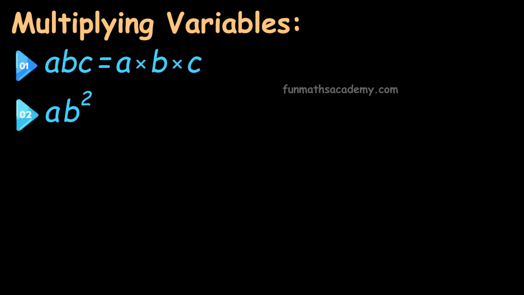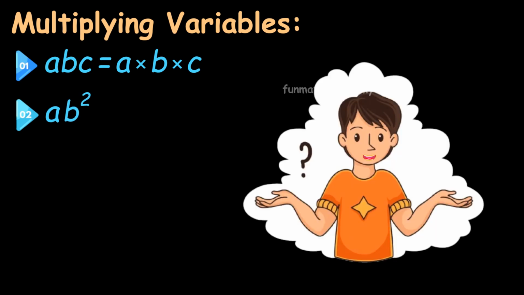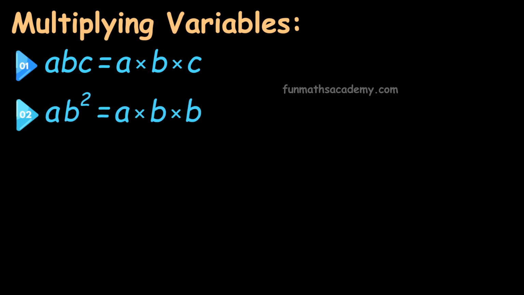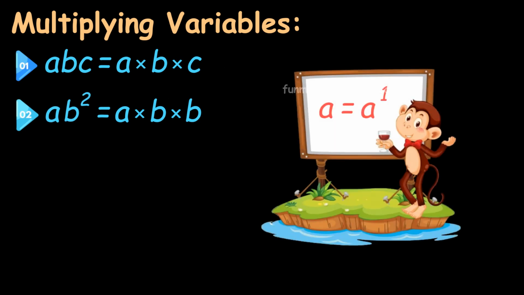We simply multiply variables without writing the multiplication sign. AB square means... Sir, it's AB2, not AB squared. It's AB squared. AB square means A times B times B. Only B is squared, not A. You could write ABB, but it's better to use AB squared for simplicity. Note that variables without an exponent have an implied power of 1. For example, A is equal to A power 1.